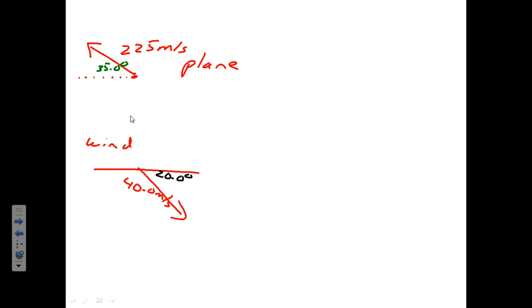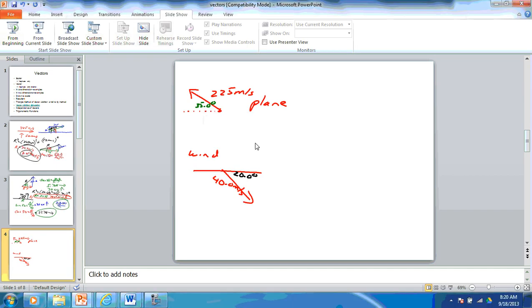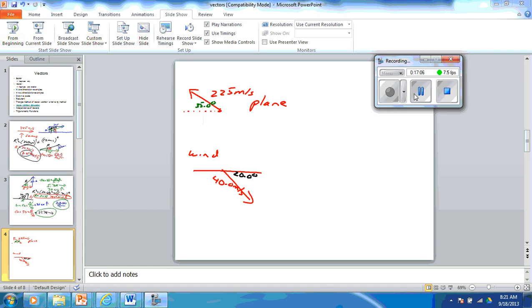So you got a plane trying to head northwest, 35 degrees north of west. You've got a wind that's trying to blow it 20 degrees south of east. And what I want to know is, what do these add up to be? So again, first, break them into components, vertical and horizontal. Second, combine the vertical with the vertical and the horizontal with the horizontal. And then finally do a triangle to get your resultant vector. I'm going to pause the recording there for a minute, and I'm going to give you guys a minute to work on it.